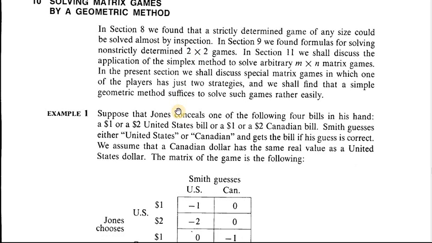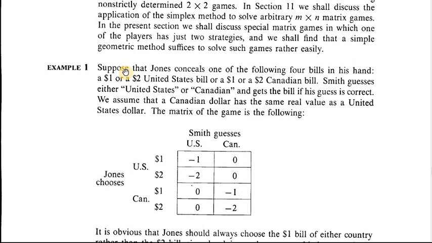All right. So let's do an example here. Suppose that Jones conceals one of the following 4 bills in his hand, a 1 or 2 United States bill or a 1 or 2 Canadian bill. So we're guessing that these US and Canadian bills have exactly the same value, which is not exactly true, but it's close enough. Smith guesses either US or Canadian and gets the bill if his guess is correct. Otherwise, he doesn't get it. So we assume that a Canadian dollar has the same real value as a US dollar. The matrix of the game is as follows.